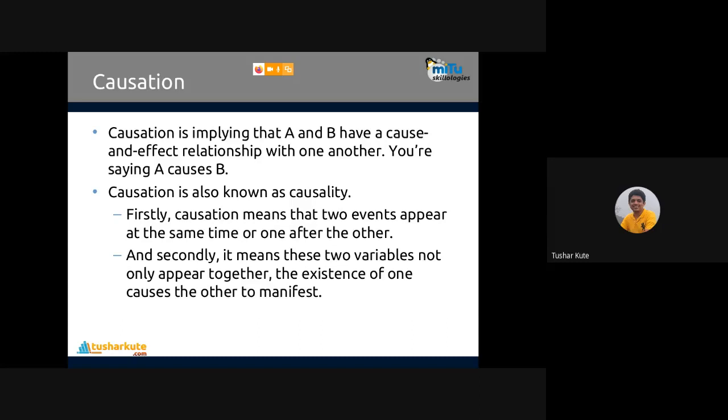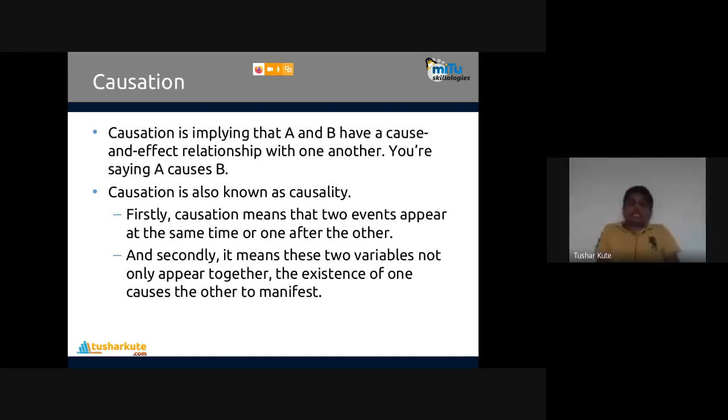Yes. So causation is also known as causality. That is a different terminology that we can find in different books of statistics. Causality and causation, two names that are possible for a similar appearance. Causation means that two events appear at the same time or one after another. That's the connectivity that they may have. And secondly, it means these two variables not only appear together, the existence of one causes the other to manifest.